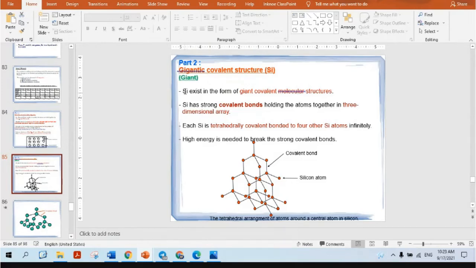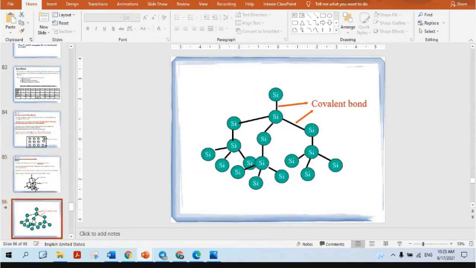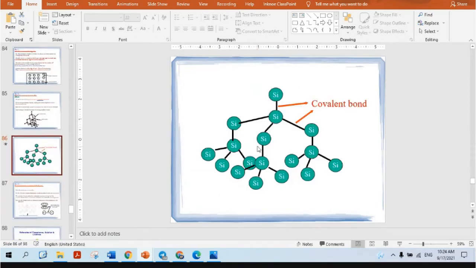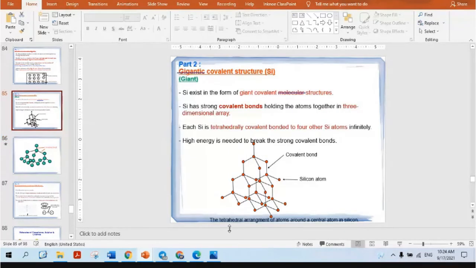I can remind you of a giant covalent structure. So this is the silicon. One silicon can bond to another 4 silicon to form covalent bonds. Due to this connection, it forms a big structure. A big structure like this, we call a giant covalent structure. Covalent bonded, so a 3-dimensional array. Due to these features, silicon has the highest melting point across period 3.